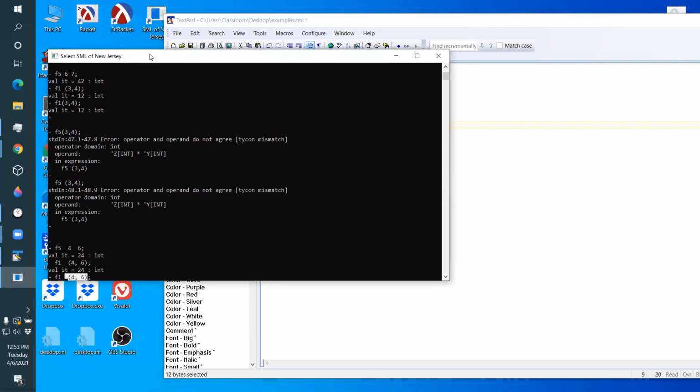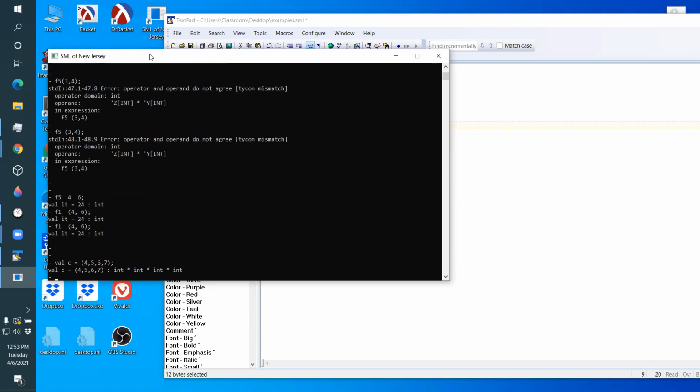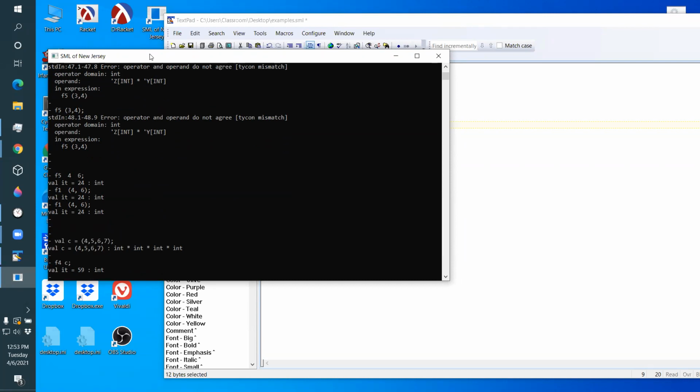If I go back here to F4, I can let C be the quadruple. Okay, so C is a quadruple. Now F4 takes in one thing, C. And here I can see that it's really taking only one thing. I gave that thing a name, and it only took one thing.